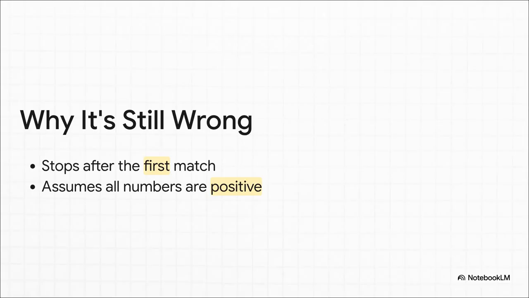There are two really sneaky but fatal flaws here. First, look at that break statement. The moment it finds one subarray that works, it just quits. It stops looking for any other possibilities that might start from the same spot. And second, there's a hidden assumption baked into the logic. It thinks all the numbers are going to be positive. The second you throw in zeros or negative numbers, this whole thing just completely falls apart.